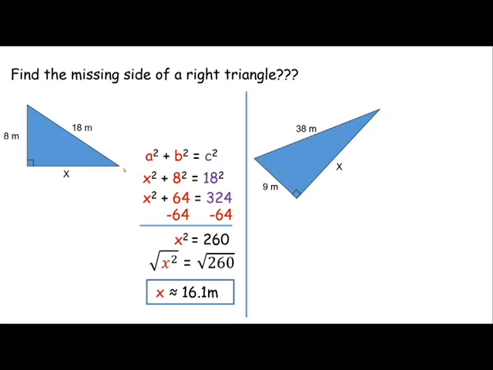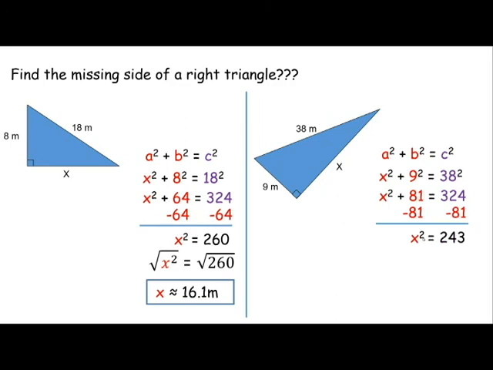Last one of these, I'd recommend pausing the video and trying it on your own. I am going to do this one a little bit faster. Notice that we already know it's a right triangle. That makes the 38 the hypotenuse, which means the 38 is going to go in position C. X and 9 go in positions A and B. I like to keep my x's first. I'm going to square the 9 and square the 38. I'm then going to use the property of equality to get rid of the plus 81.